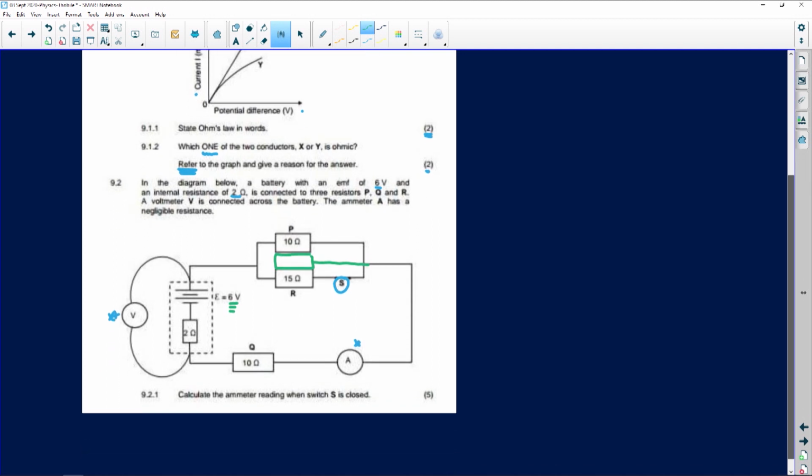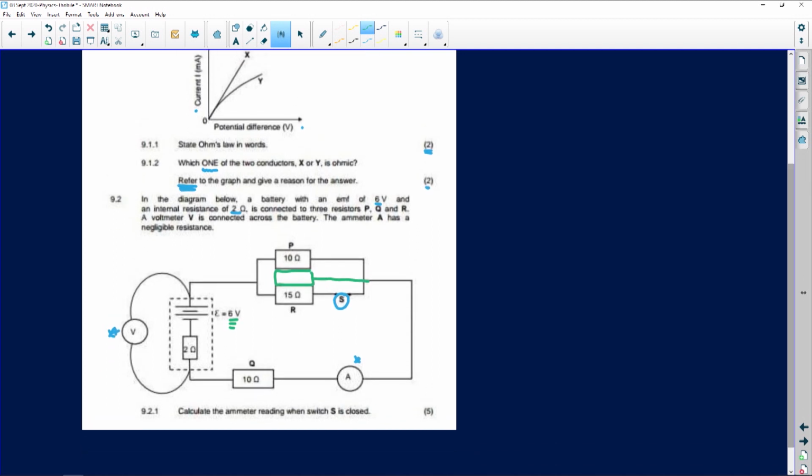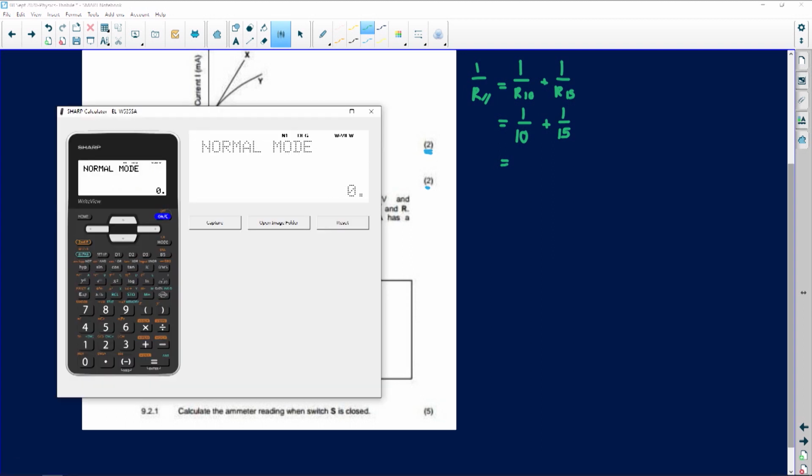So let's tackle it. The first way we can do it, I'm going to find my total resistance. Remember to always show the examiner what you're doing. I'm going to start with P and R. They are both resistors in parallel. That's how we show it. I'm going to say 1 over R, the 10 ohm resistor, plus 1 over the other one, which is 15. Put it in our calculator exactly as it is.